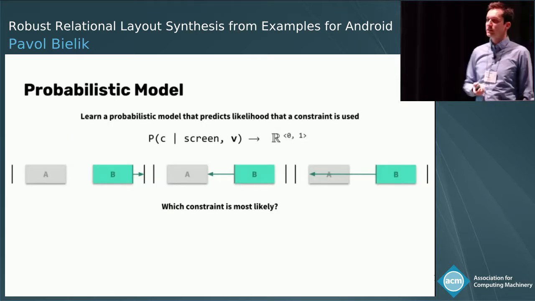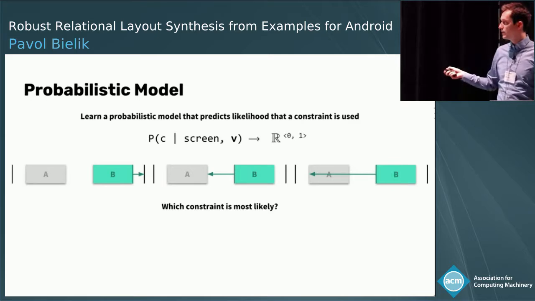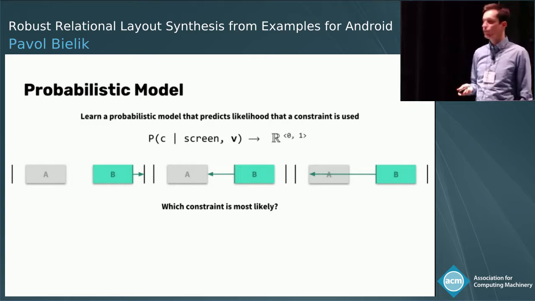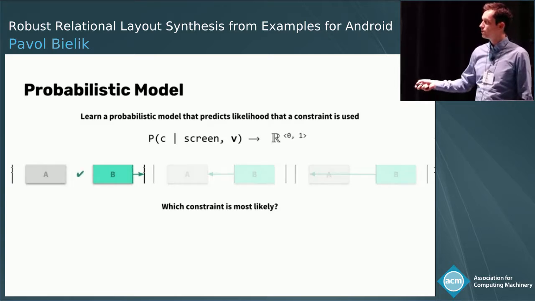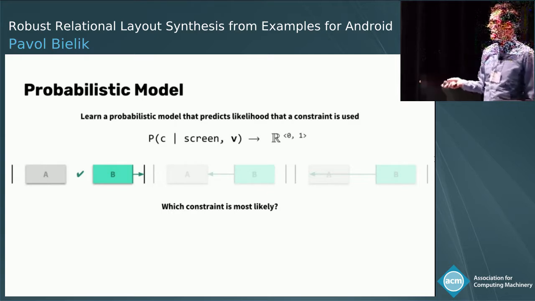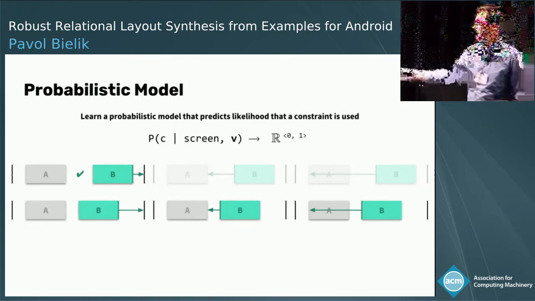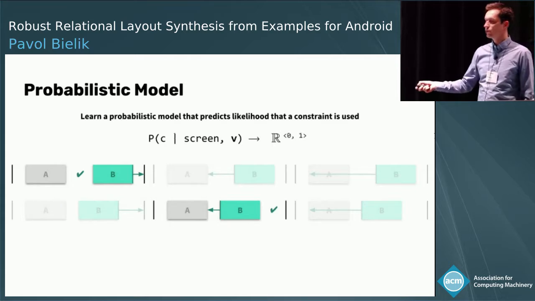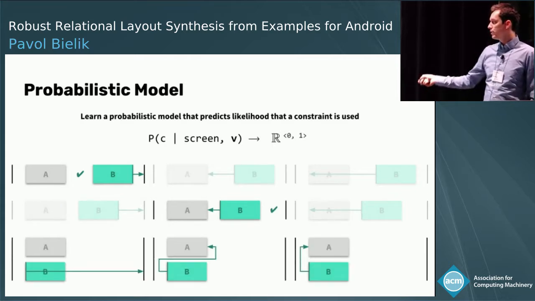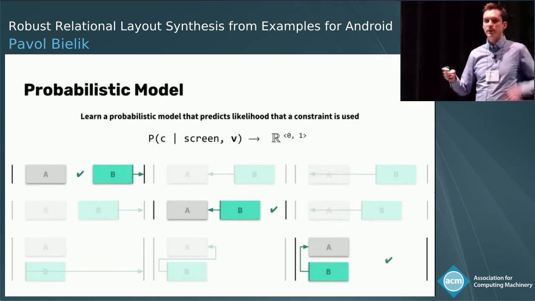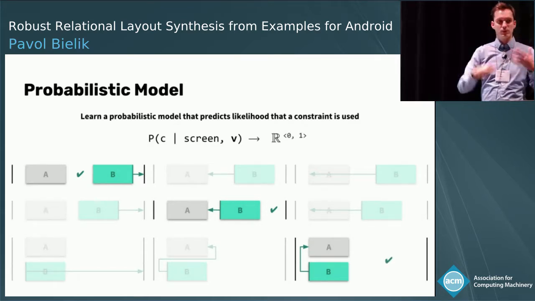So what does this probabilistic model look like? Intuitively, if I have these three constraints, it should tell me which one is the more likely, or assign a probability to each of them. And in this case, it should be this one, because somehow it's symmetric, and it makes sense that this is aligned to the left and this is aligned to the right. But the tricky part here is that if I move this view, actually the most likely constraint is going to change. So in this case, it's going to be this one. And if I move the view even further and I put it below, the most likely is going to be this one. So it really depends on the context in which you put the views.